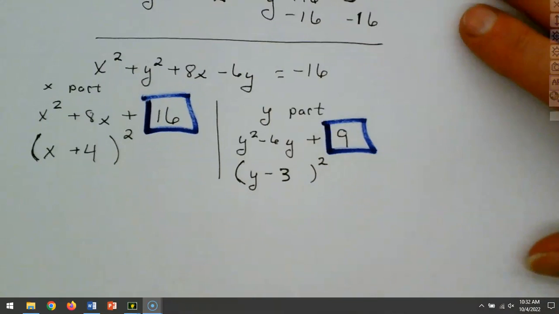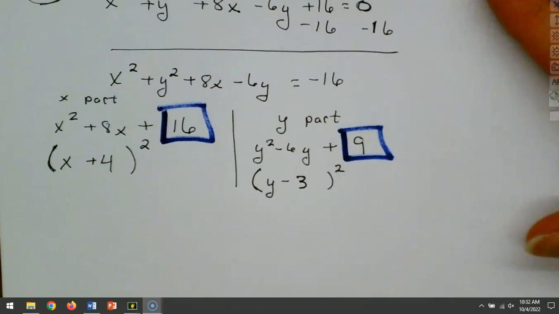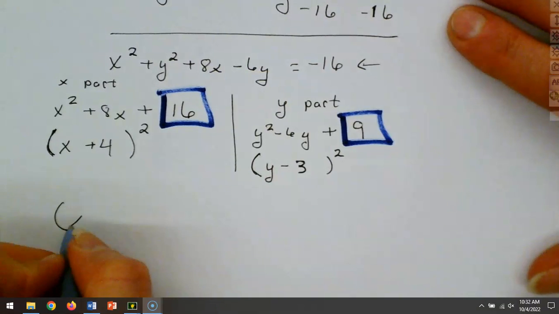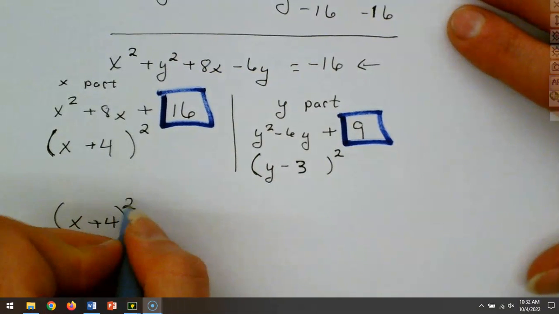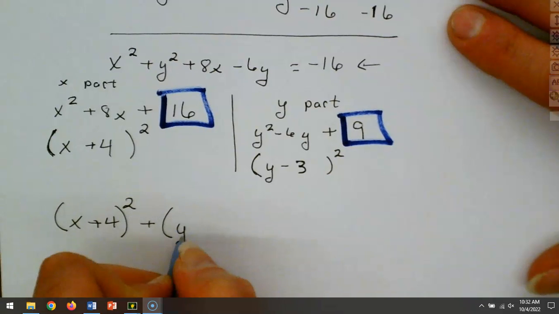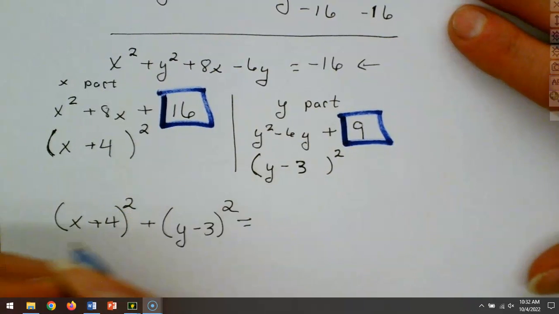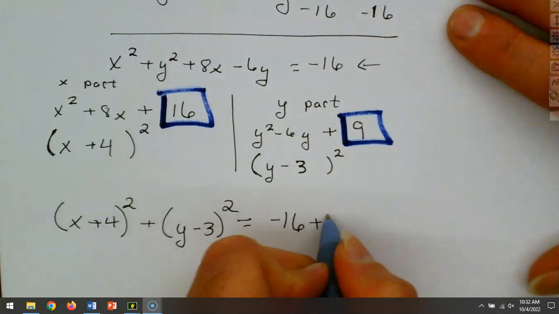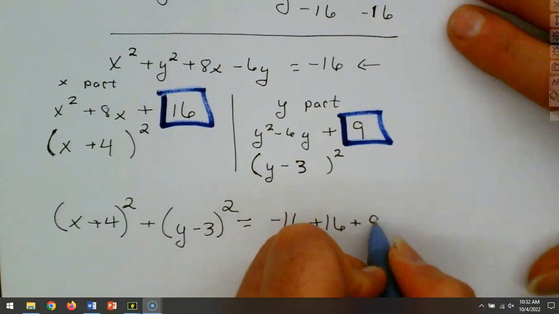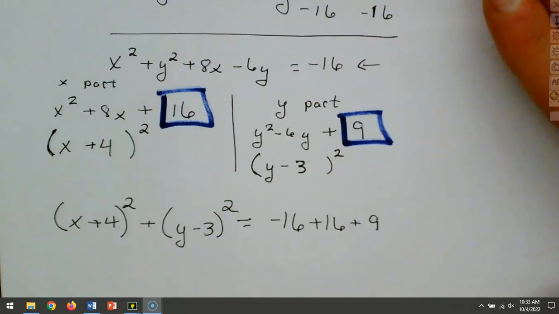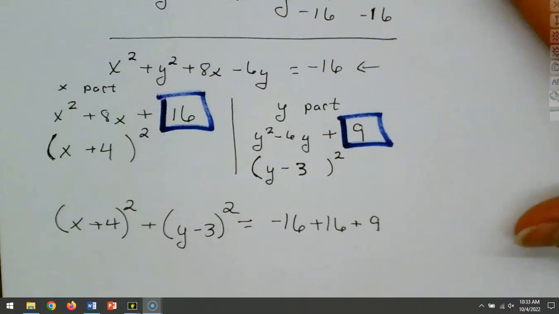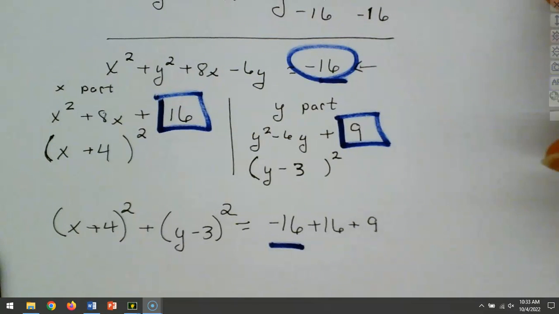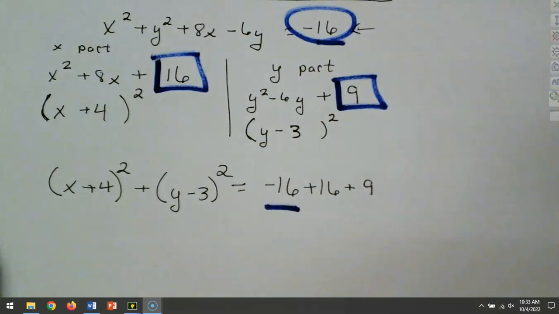Let's go ahead and finish this out. Put it back together. Make sure you notice it has a minus 16. So we have an x plus 4, quantity squared. We have a y minus 3, quantity squared. And that equals now minus 16. We add in 16, and we also add the 9, because the minus 16 came from here. Almost done. Clean it up a bit.